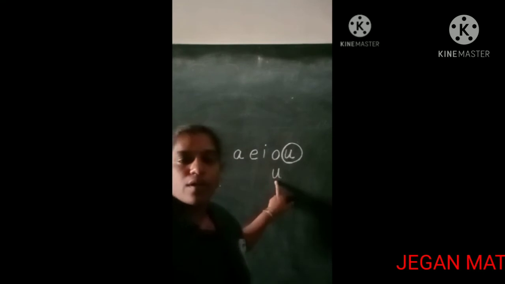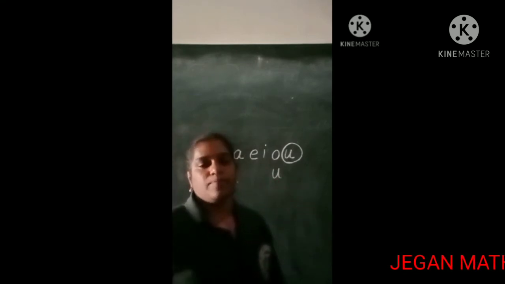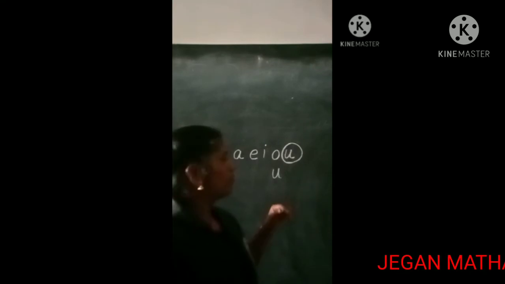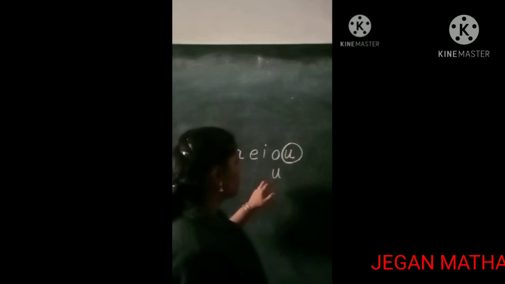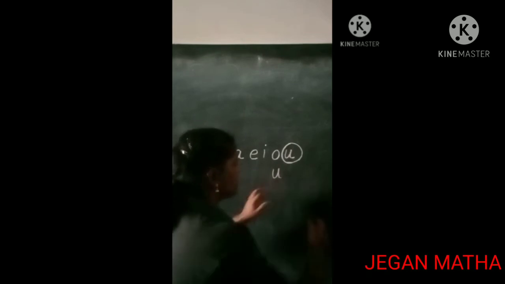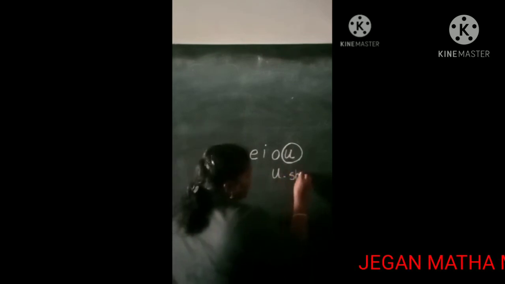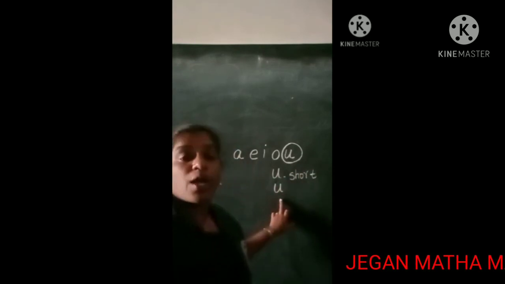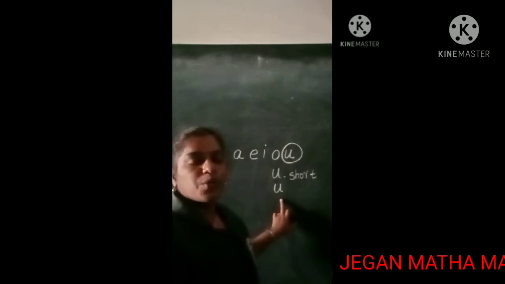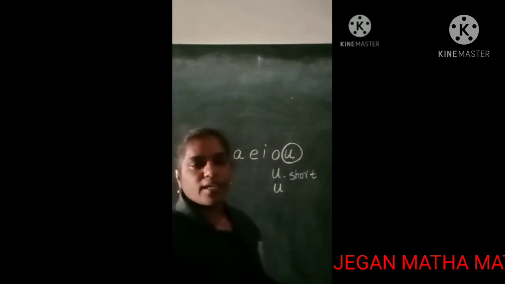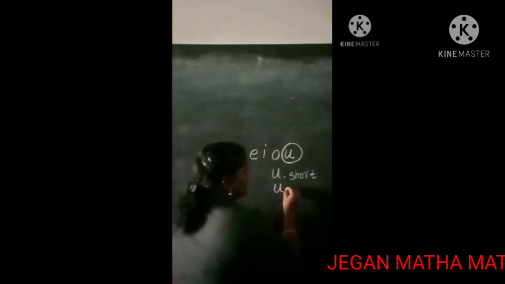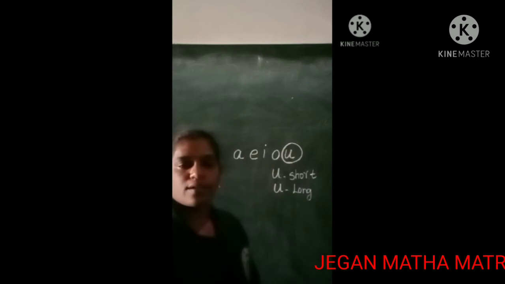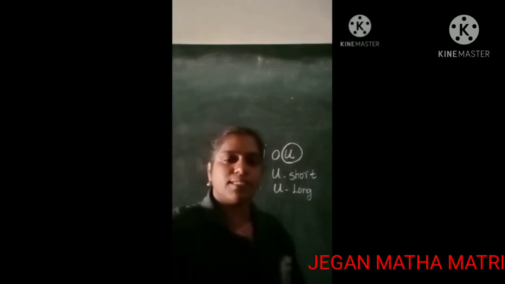The sound of U is /ʌ/. When we hear the sound of the letter, it means the short vowel. The name of the letter is U. When we hear the name of the letter, it means it's a long vowel sound. Are you clear, kids? Shall we see some examples?